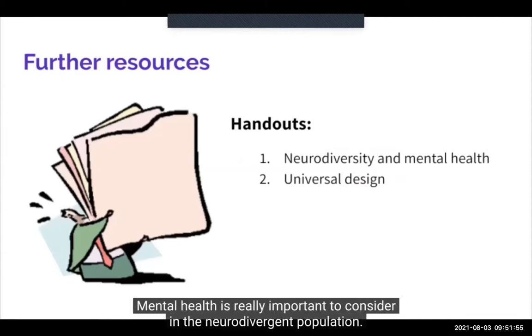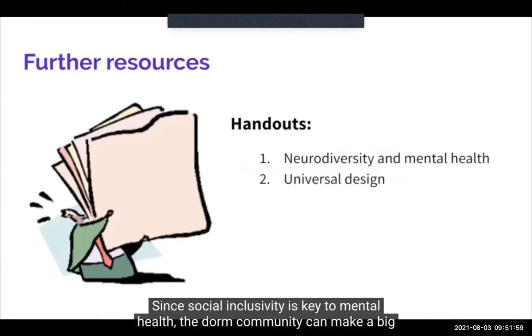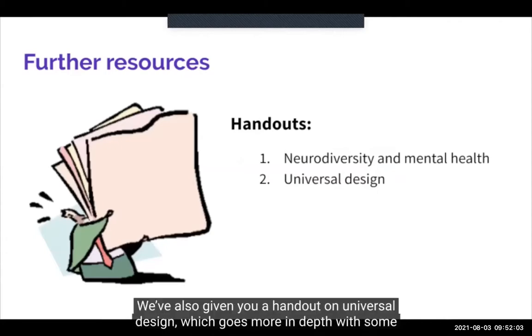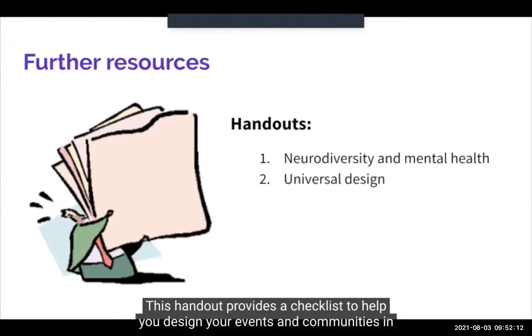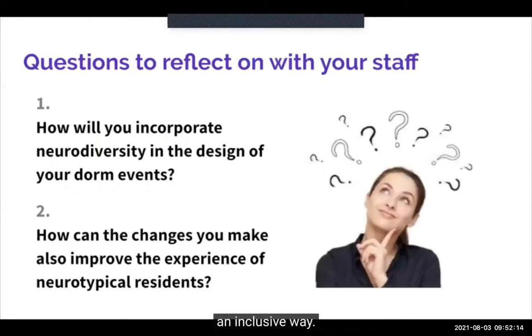Mental health is really important to consider in the neurodivergent population. Since social inclusivity is key to mental health, the dorm community can make a big impact in this area. We've also given you a handout on universal design, which goes more in depth with some of the inclusivity practices we talked about. This handout provides a checklist to help you design your events and communities in an inclusive way.